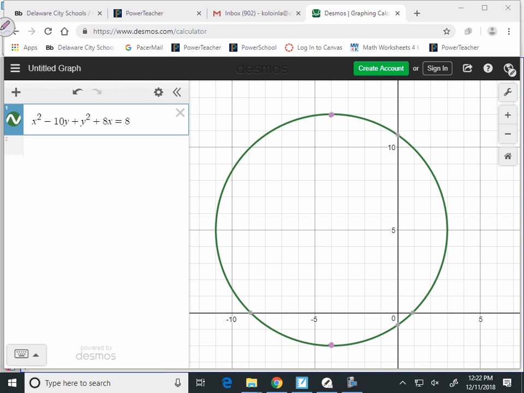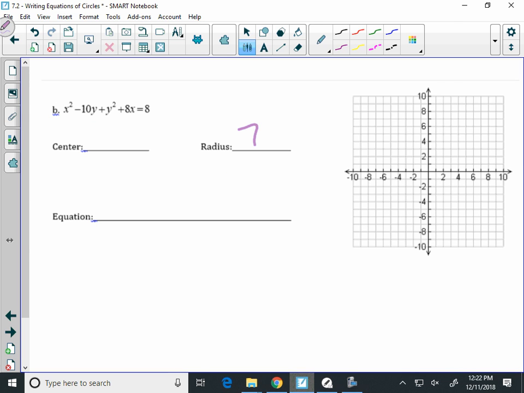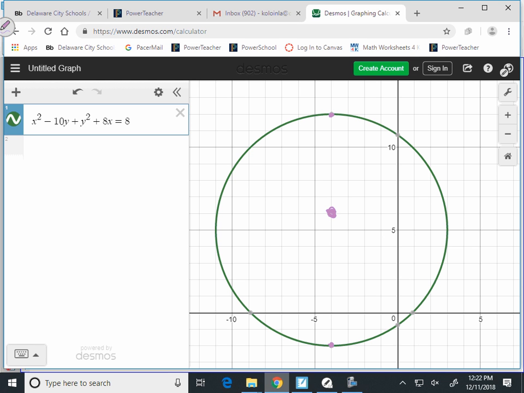What's the length of 7? That's the length of our radius, and we use it to find our center. So we know our radius is 7. Okay, what are the coordinates of my center? Where's that purple dot point? Negative 4 what? Close. 1, 2, 3, 4, 5, 6. Oh, no, 5. I overcounted. Yep, negative 4, 5.